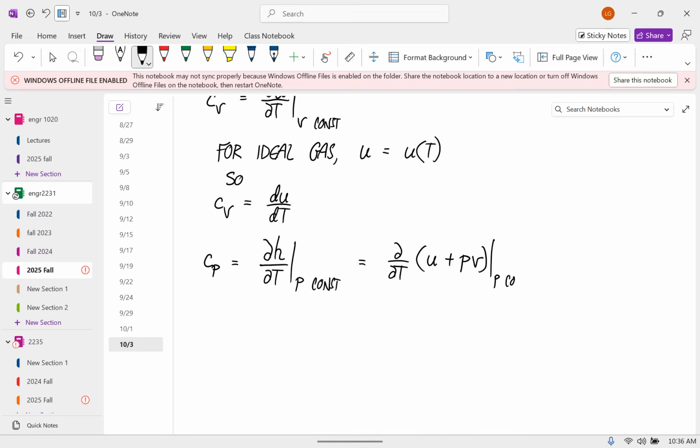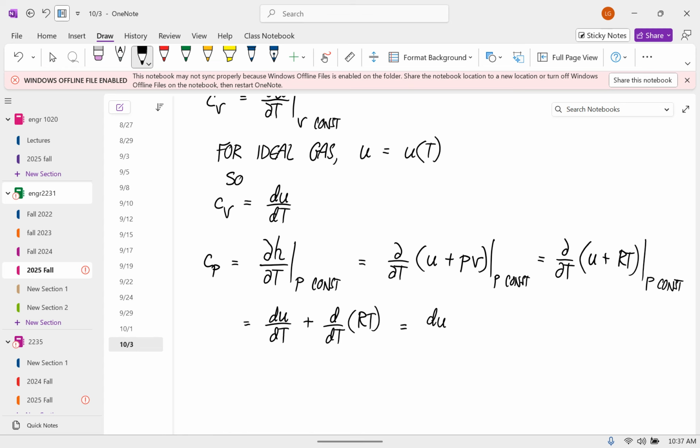So this is for a constant pressure. The ideal gas law says this is equal to the partial with respect to temperature of U plus RT, for P constant. Well, we know that U is only a function of temperature. RT obviously is only a function of temperature. And so we can write this as the total derivative of U with respect to temperature plus the total derivative of RT with respect to temperature. Now that's just a derivative you can take, and what you get is du dt plus R, which is just what we got for CV plus R. So all of that is stuff that you can reason your way through.